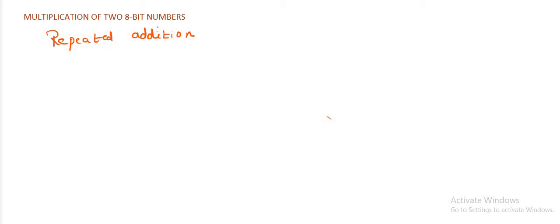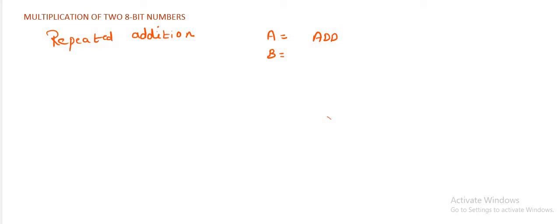Already we know how to add two 8-bit numbers. We get one number into the accumulator and another number into another register. Then using the add instruction we can perform the addition of the two 8-bit numbers. Using that concept, here also we are going to do the multiplication. So let us see the assembly language program for the multiplication.